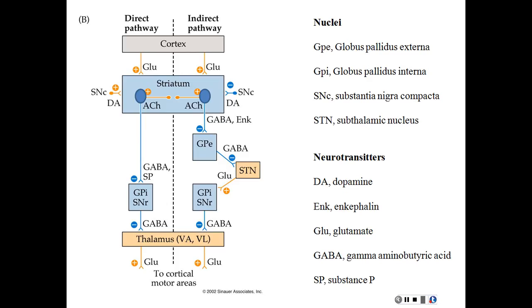So in the case of Huntington's disease, it's the specific loss of striatal neurons. In the case of Parkinson's, it's the specific loss of substantia nigra compacta neurons. In Huntington's, it's the loss of these inhibitory GABAergic neurons. In the case of Parkinson's, it's the loss of these dopaminergic neurons, which can cause both excitation and inhibition of neurons within the pathway. So why do we actually have two?